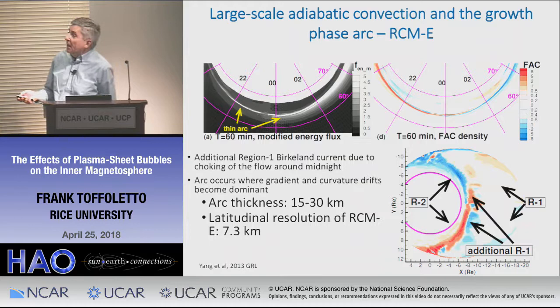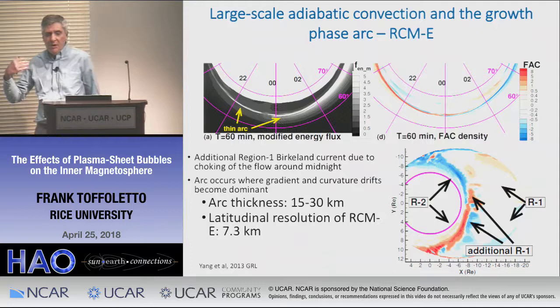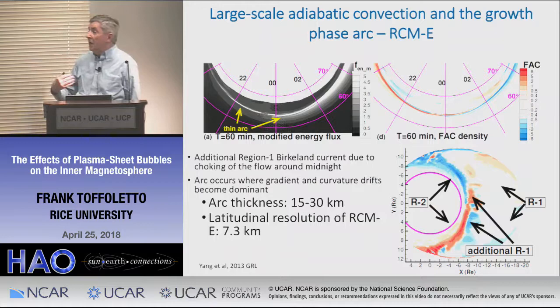This is a synthetic aurora based on upward current. Computing the synthetic aurora, you found these arc-like structures that were forming as a result of the field-aligned currents being created by this convection in the plasma sheet. These field-aligned currents were being formed because of this choking of the flow, this plasma trying to come in, being choked by the magnetic field and electric field. That choking stops the plasma from coming in, and basically it turns it around.